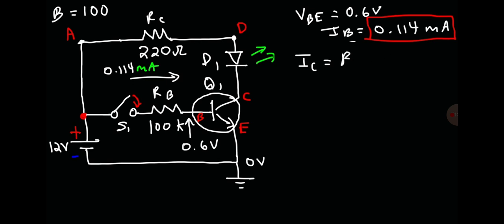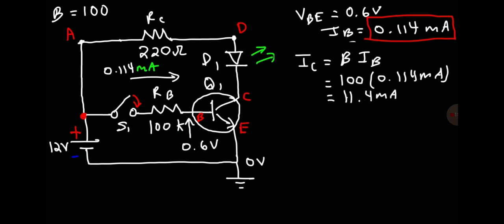IC is going to be beta times IB, and beta is 100, IB is 0.114 milliamps. So multiplying it by 100, we need to move the decimal 2 units to the right. So we get a current of 11.4 milliamps for IC. So that is the current that is flowing through RC. It's 11.4 milliamps.